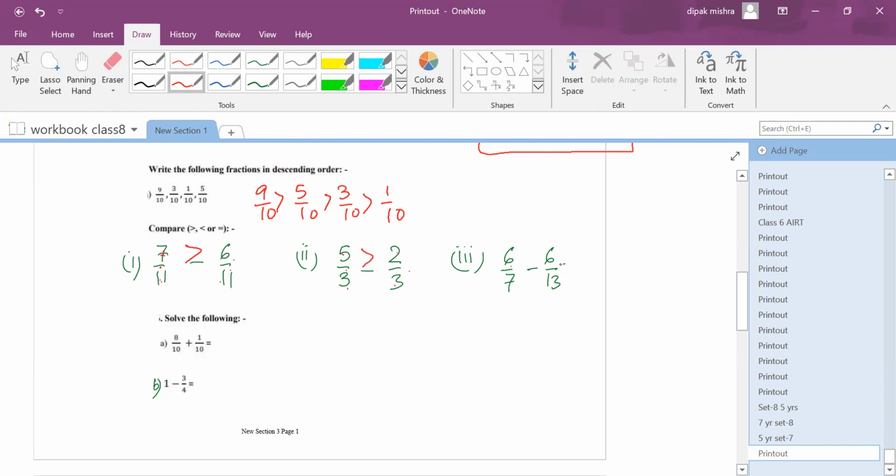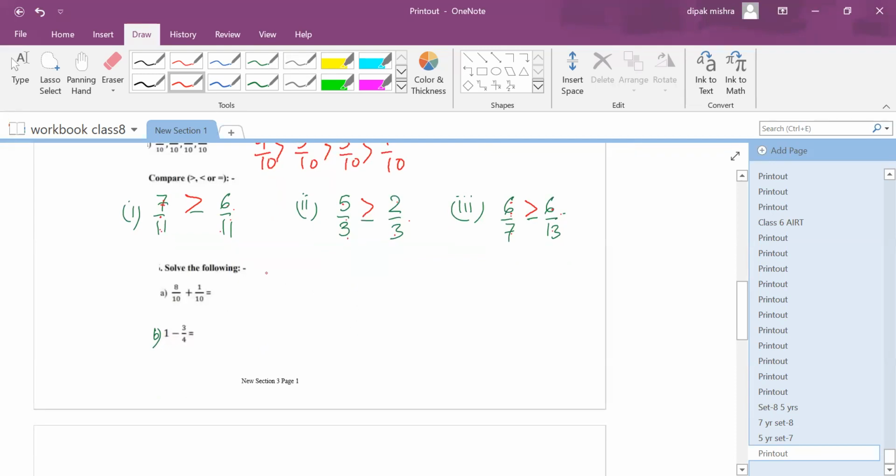6 by 7 and 6 by 13. Now the numerator is same, but the denominators are different. If the numerator is same, the lesser the denominator, the greater the fraction, which means 6 by 7 is more than 6 by 13 is your answer.